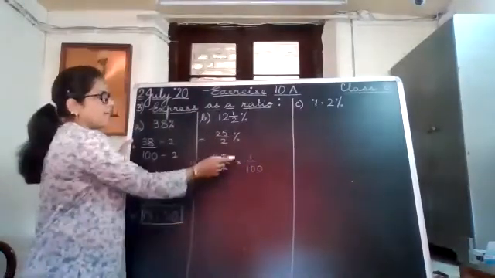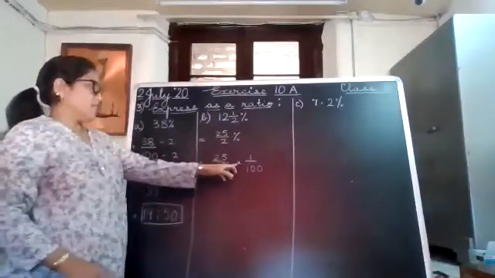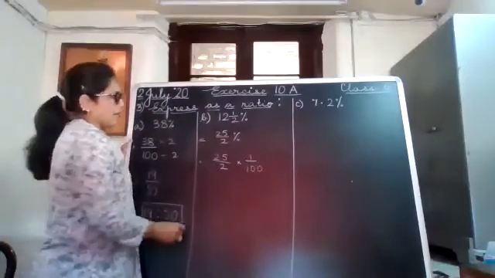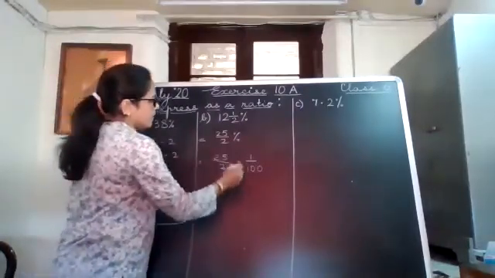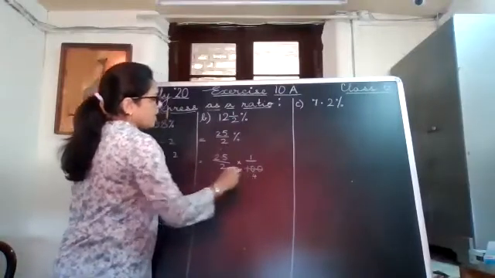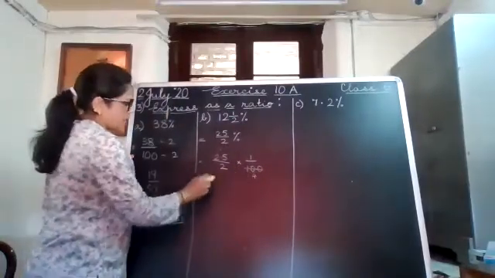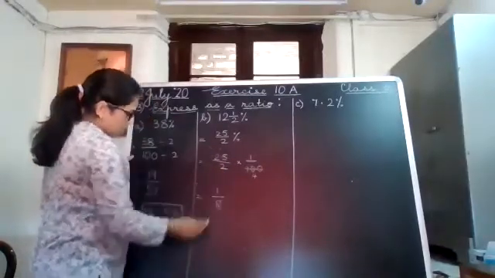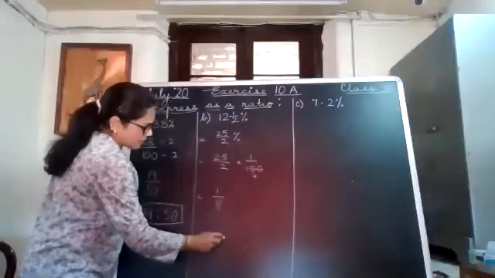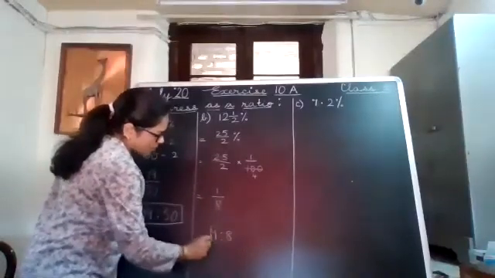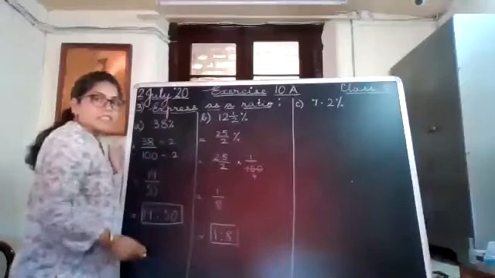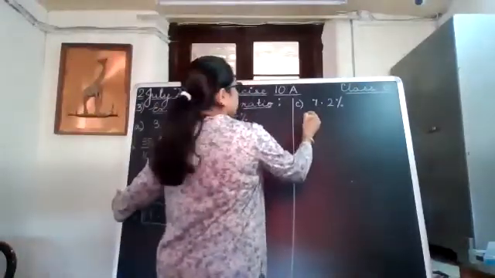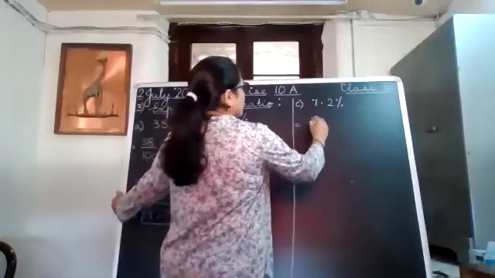Actually, it means divided by 100. Then the divide changes to multiplication and the reciprocal of 100 will become 1 upon 100. Now you reduce whatever can be reduced. 25 ones are 25 and 25 fours are 100. So 1 ones are 1 and 2 fours are 8. So we got our fraction. Write it in the ratio form, 1:8. That's it.